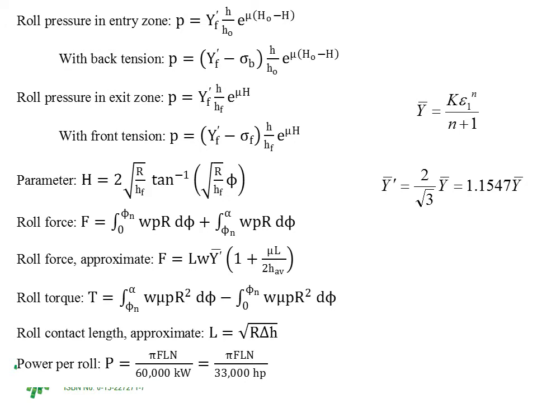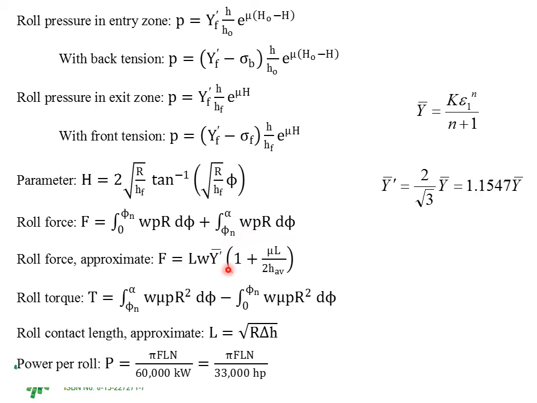Here on this page, I have compiled for you all the equations from rolling. It took me quite a long time typing and so on, but every equation about rolling that is there in the book, in this chapter: roll pressure in the entry zone with back tension, roll pressure in the exit zone with front tension, the parameter H in these equations, roll force in an integral format, and the approximate roll force. This is the exact one, the approximate roll force.